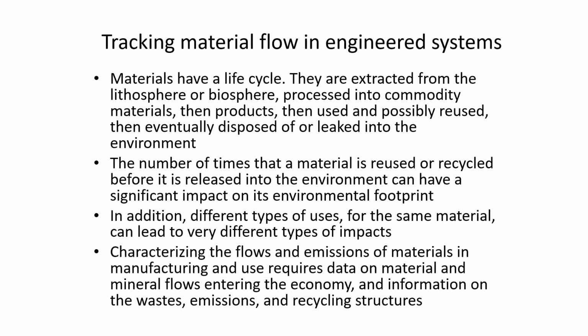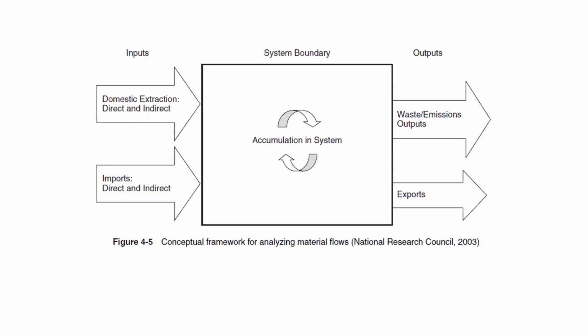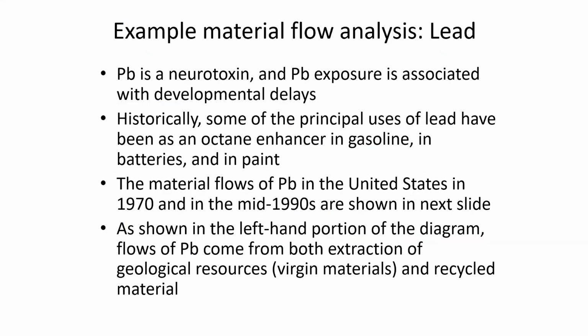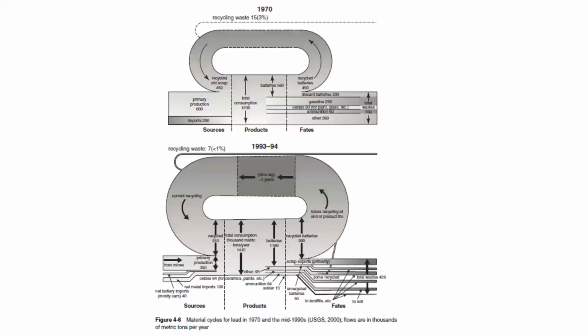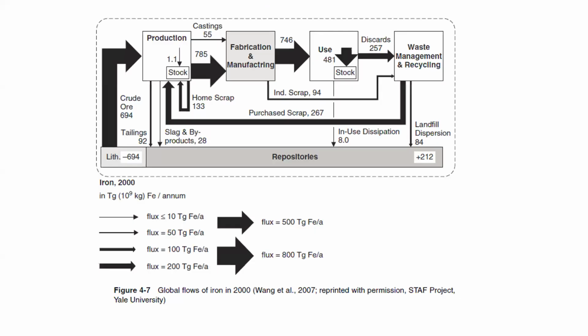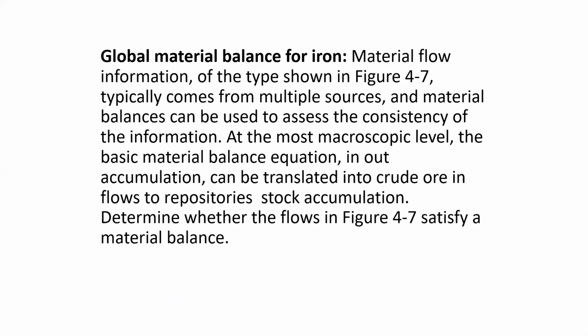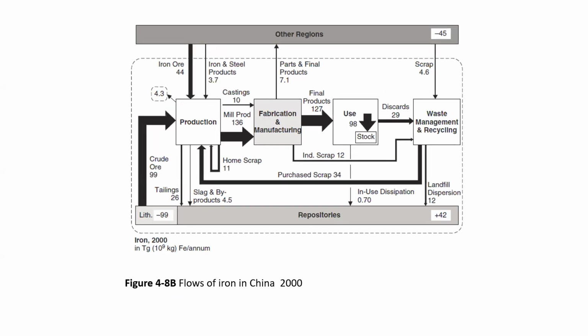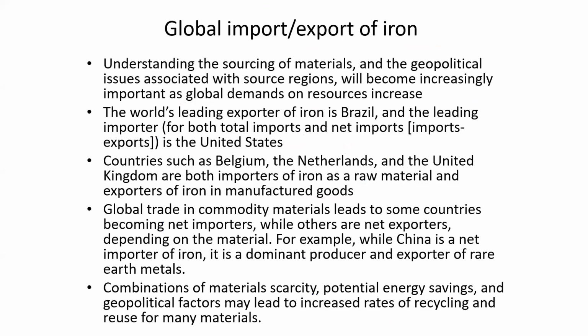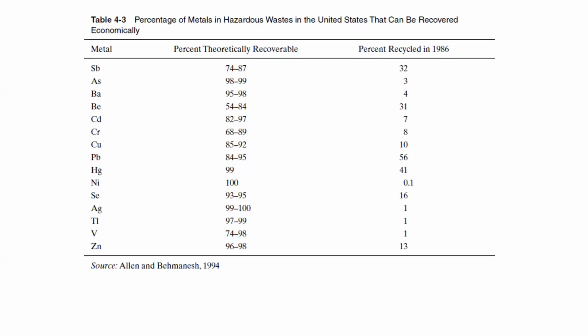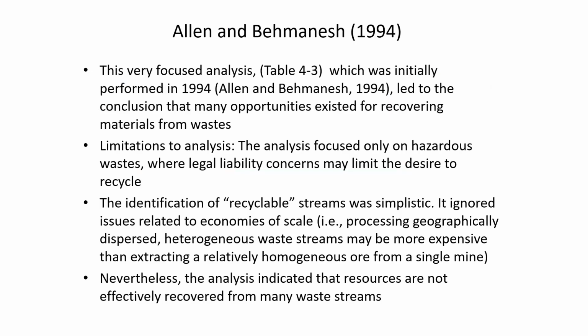So in tracking material flow, we have to remember that materials have a life cycle. We have to look at how they are moving, where they are coming from, the system boundary, and also the output associated with that. You can look at some examples, like lead, how it has moved around. Similarly for iron, you can talk about iron flows. You can look at the flow of other materials as well, and the global impact of geopolitical issues. Also, theoretically recoverable and percentage recyclable, and how much is the percentage recyclable as well.